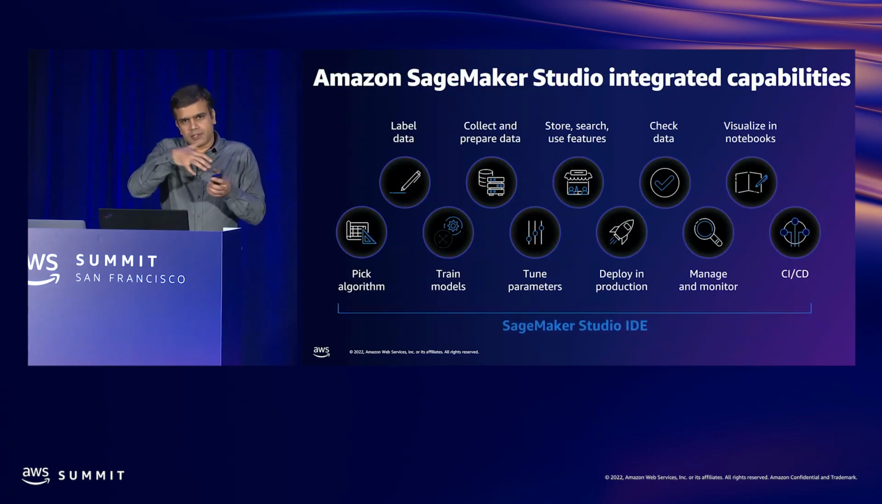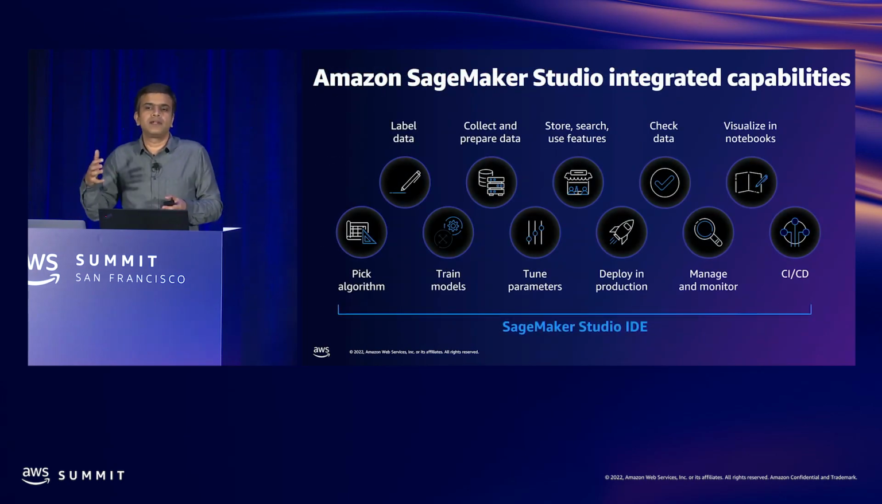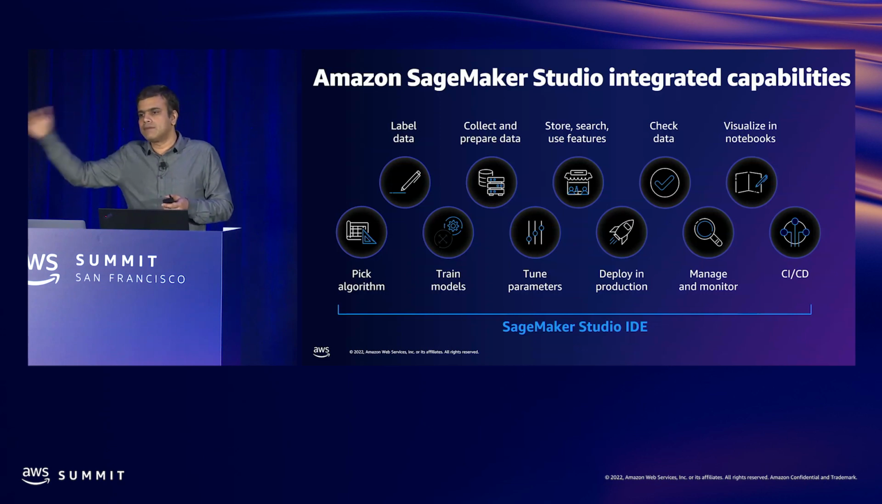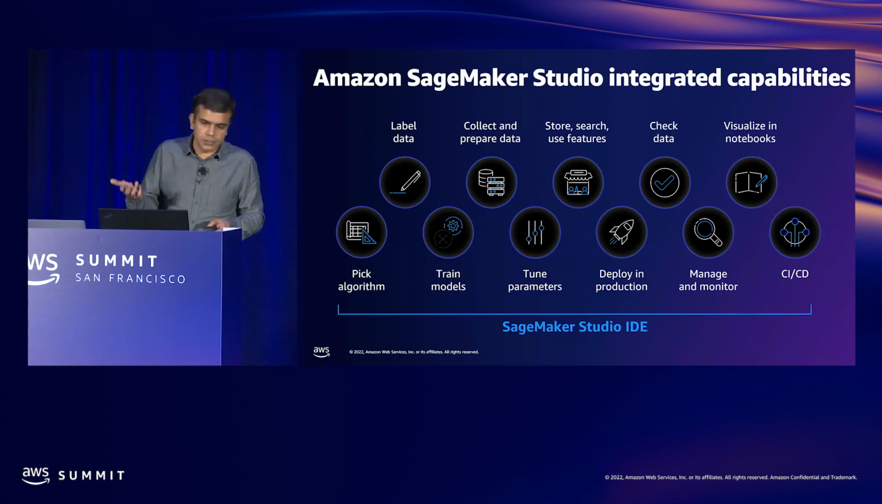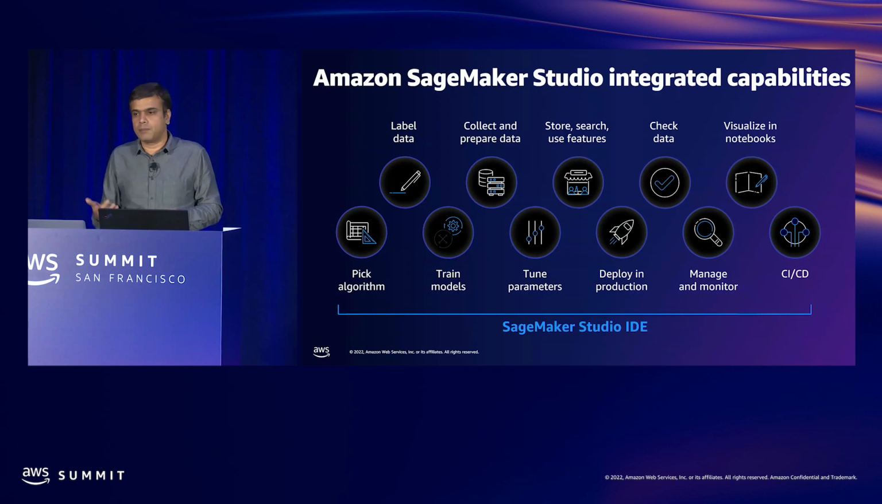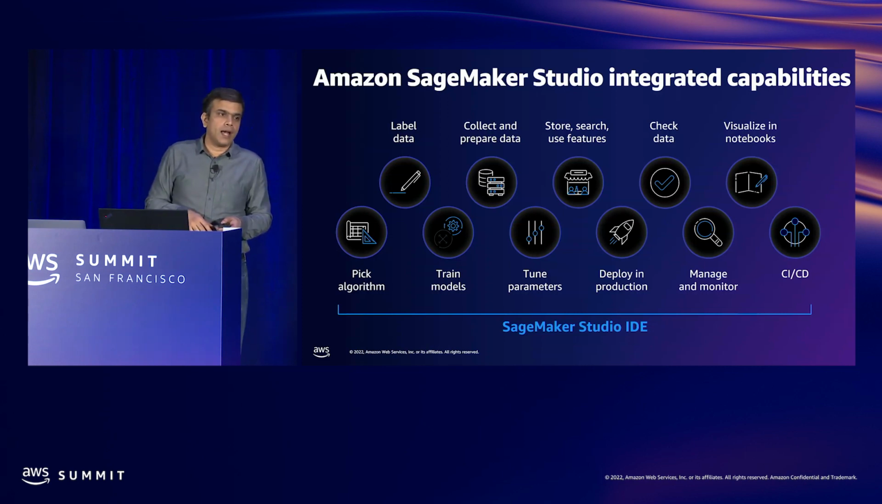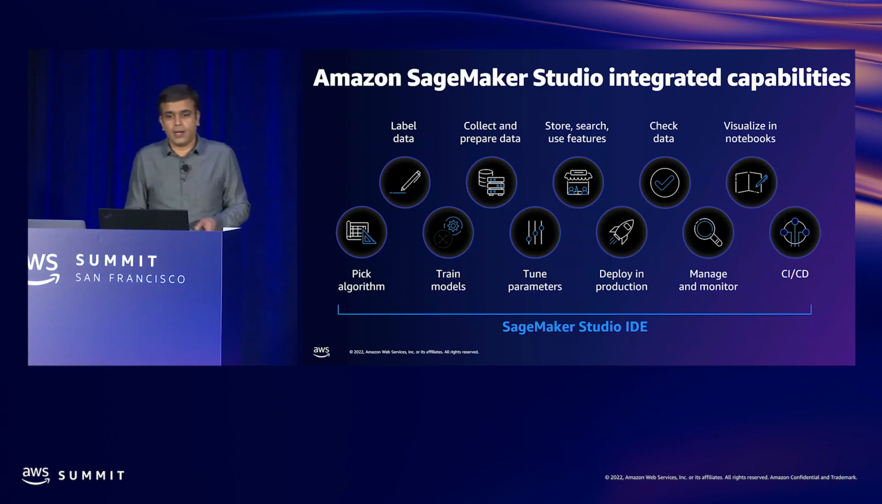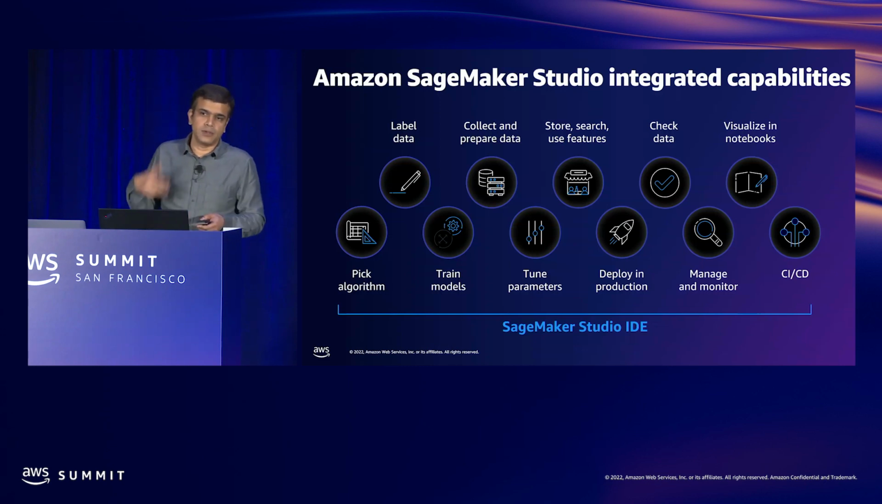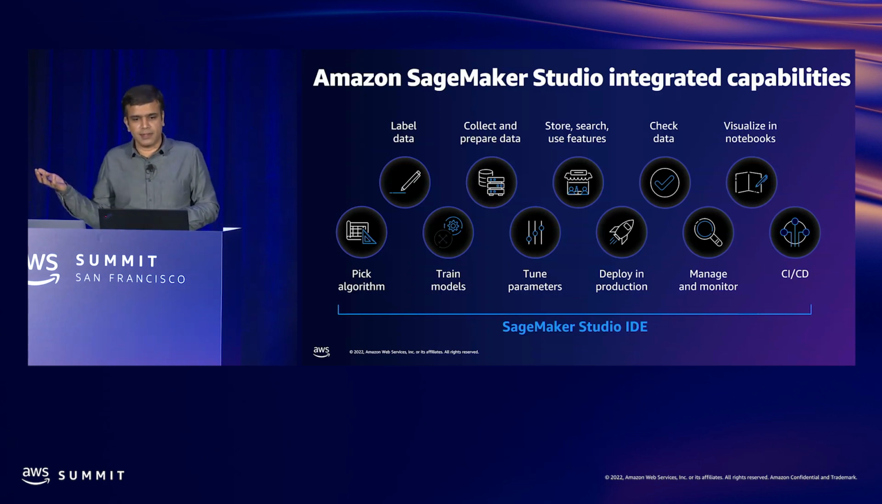Now that we've looked at the languages, the rest of the workflow: SageMaker is well integrated with the rest of the services and capabilities of your machine learning workflow. You can label data with Amazon Ground Truth. You can collect and prepare data. There's SageMaker Data Wrangler, which lets you transform data with a set of functions. You can identify the features in your data set and have them stored and searchable in the SageMaker Feature Store. You can check your data set for correctness. You can process your data using SageMaker Processing.